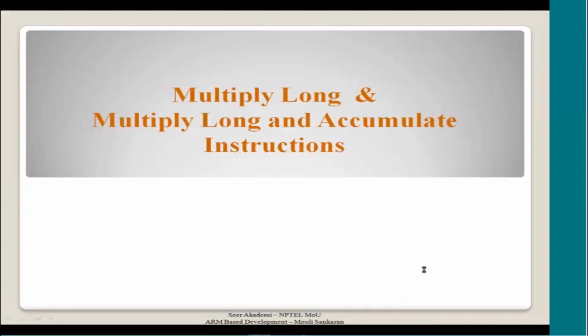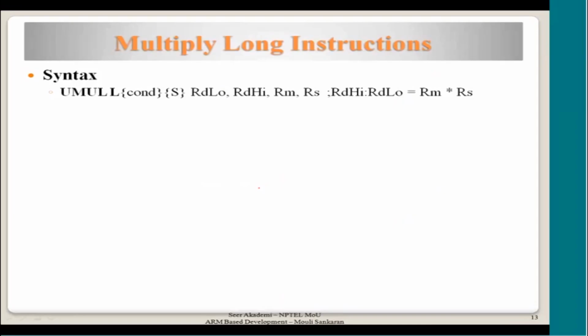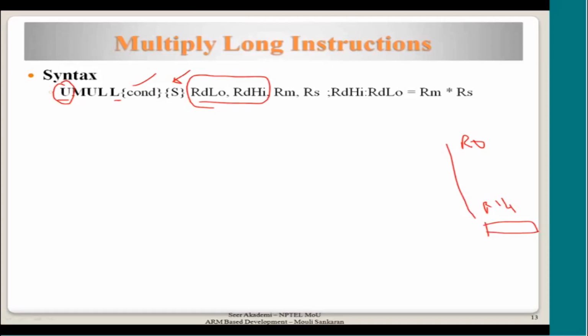Now one more set of instructions: multiply long. What does it mean? Let me explain this. Here it is unsigned long; the unsigned or signed is specified by the instruction, corresponding to some bit in the instruction encoding. The condition flag and the S flag are there, I will not explain again, all of you are familiar with this. Now you see, RD low and RD high are nothing but two of the registers R0 to R14. Please remember, we can't have R15 in the multiply instruction. So you can use any one of them, and then RM and RS are there.